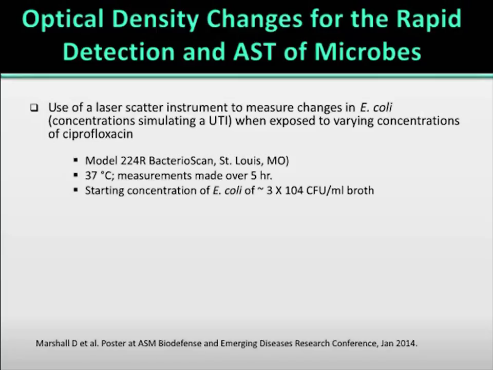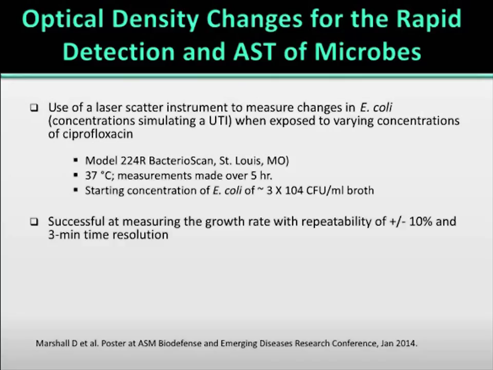So the BacterioScan instrument was used, 37 degrees was the temperature, measurements were made over 5 hours, and the starting concentration of the E. coli was about 3 times 10 to the 4th colony-forming units per ml of broth, which is what you'd expect in a simulated urine culture, if you will. So just think of this as putting E. coli in the presence of varying concentrations of ciprofloxacin. Can the machine predict whether these organisms are inhibited or not, and how does that MIC compare to a conventional MIC?